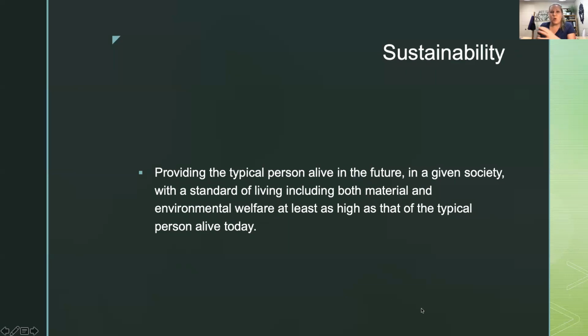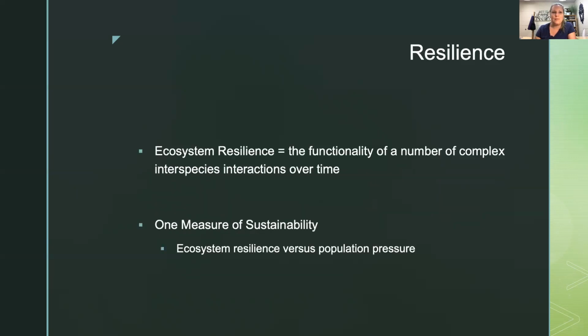Why does all of this matter? What is the connection here? The connecting tissue between population and the environment is all about sustainable resource use. Remember that we define sustainability as our ability to provide the typical person alive in the future a standard of living, both material and environmental, that is at least as high as the typical person alive today. So we want to maintain standards of living, if not increase them, for future generations. Well, in order to do that, we have to take into account the size of those future generations of people.